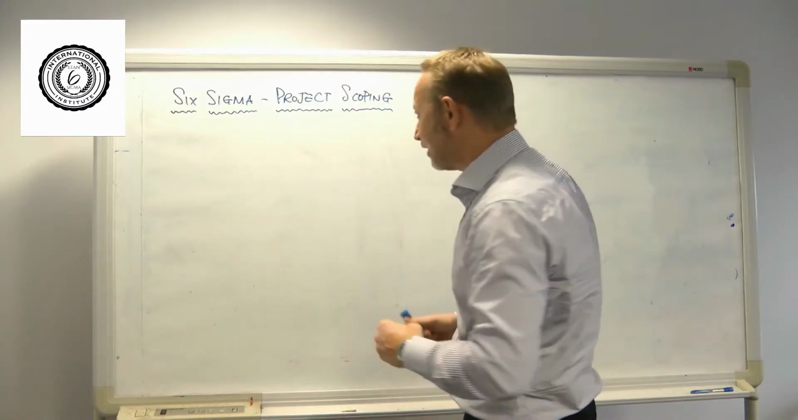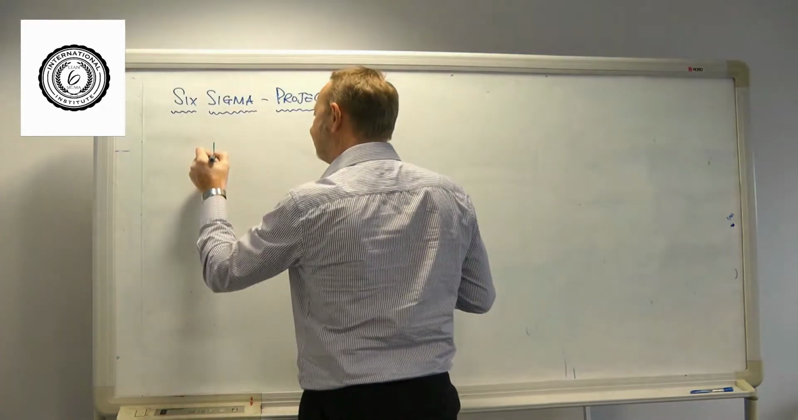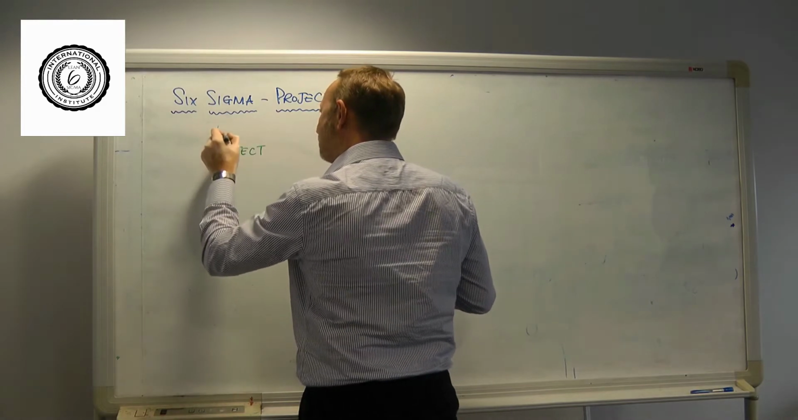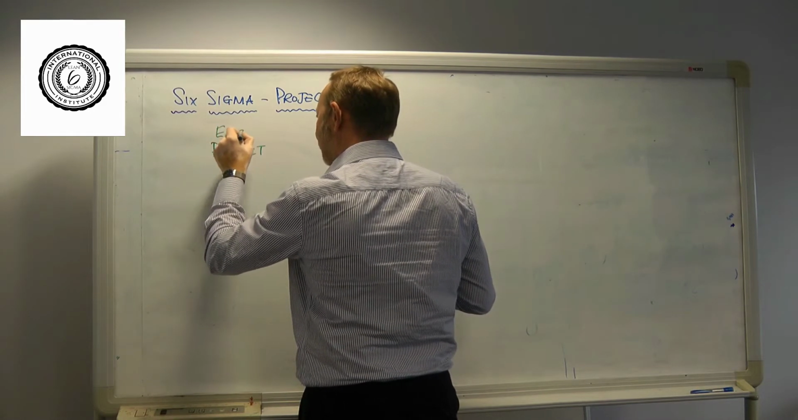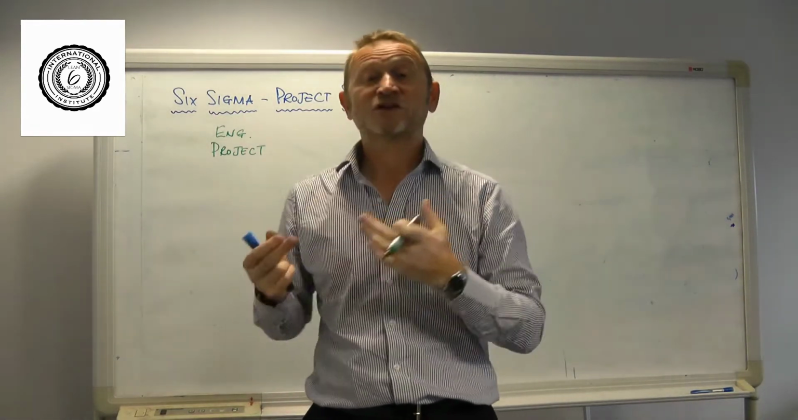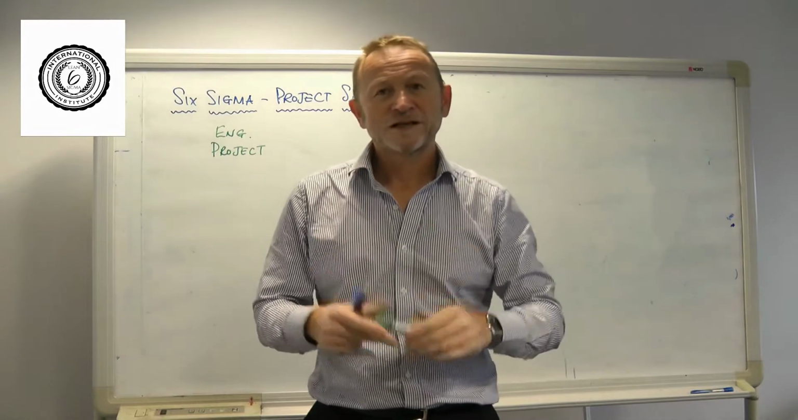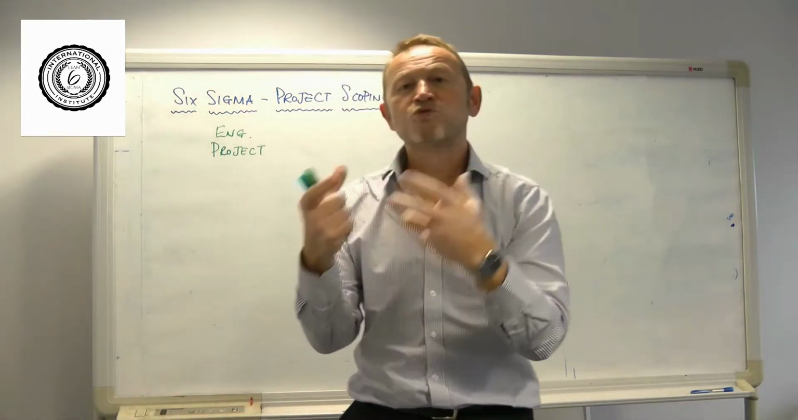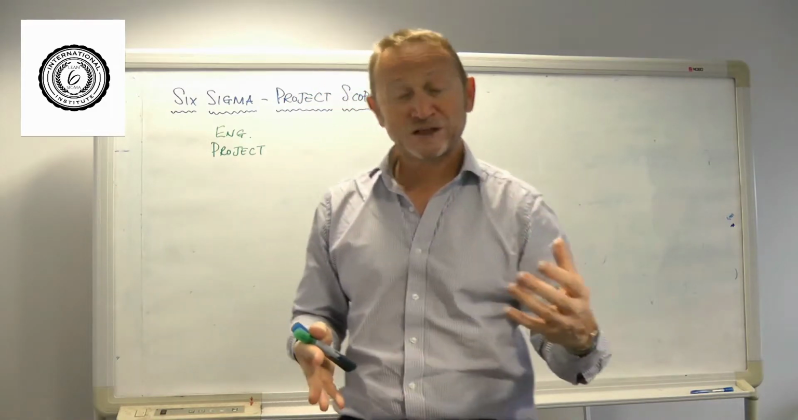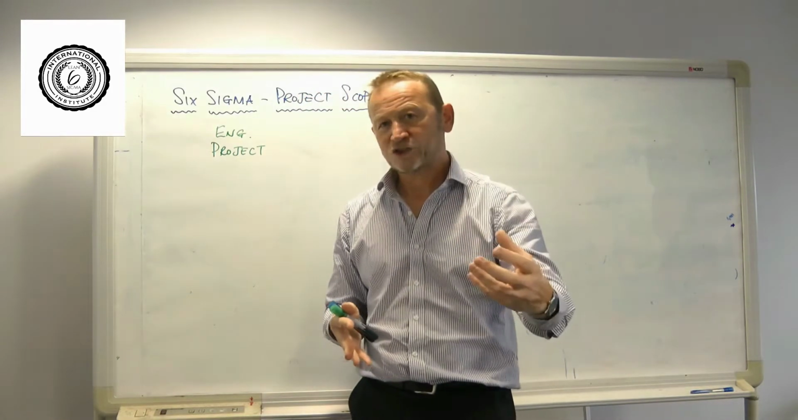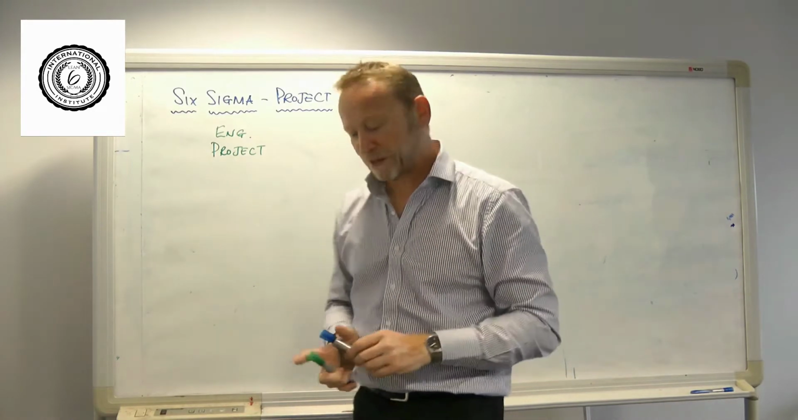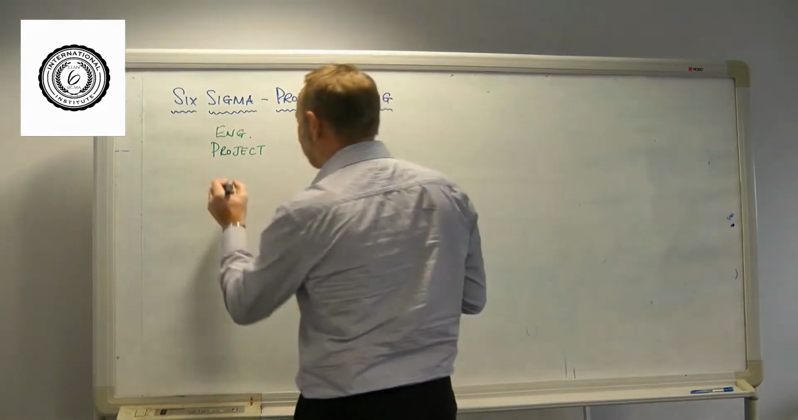Now, the first thing to say is this: I'm going to call this an engineering project, because essentially a Six Sigma project is often technical, world-class technical problem solving. That's what it should be. Six Sigma is brilliant at world-class technical problem solving. That's its strength. So we've got an engineering project, but there are two types of engineering project that you could be doing.